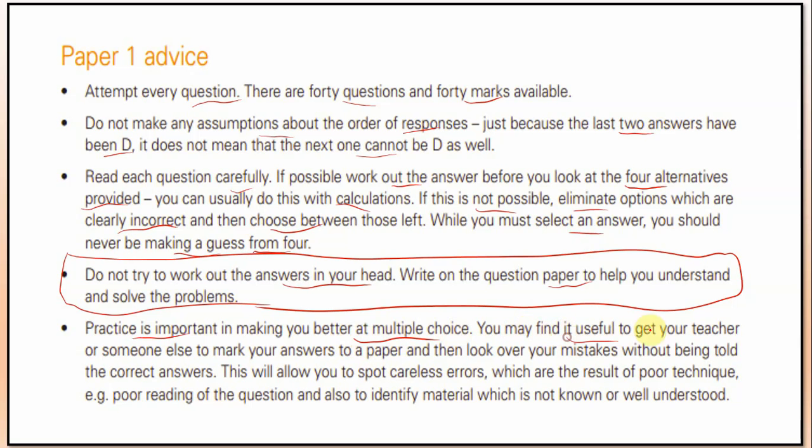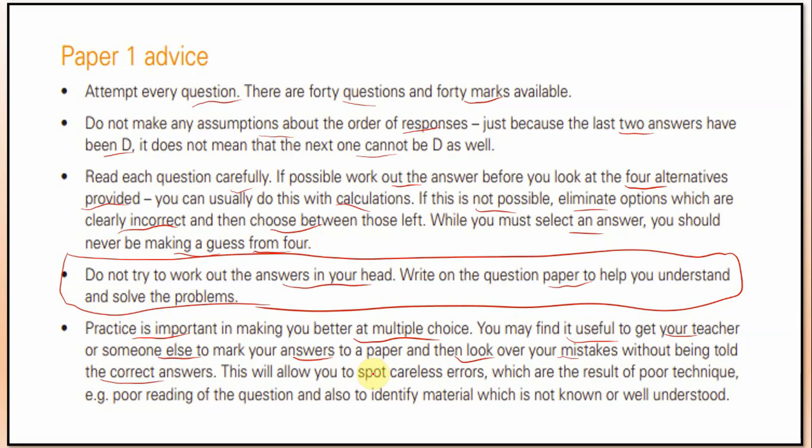You may find it useful to get your teacher or someone else to mark your answers to a paper and then look over your mistakes, what your weak areas are and what your strengths are. You have to focus on your weak areas without being told the correct answers. For example, if I am weak at the electrolysis process, I have to go through electrolysis properly. Don't just say this will be the answer for this one or that one. Initially you have to understand the topic properly.